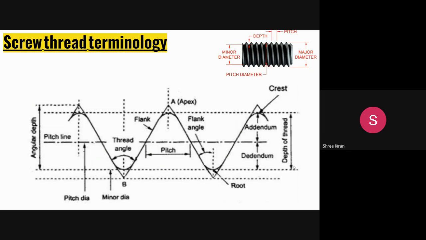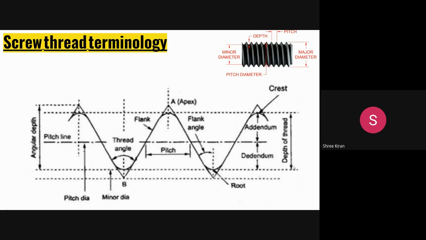Dedendum is always the radial distance between the minor dia and the pitch dia. So addendum means it is the radial distance between the major dia and pitch dia. Dedendum means it is the radial distance between the minor dia and the pitch dia. Then thread angle. Thread angle is the angle of cross section, which is standardized as 60° in V threads, but any angle can be used.